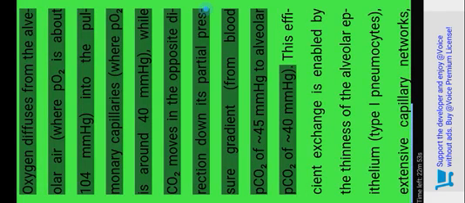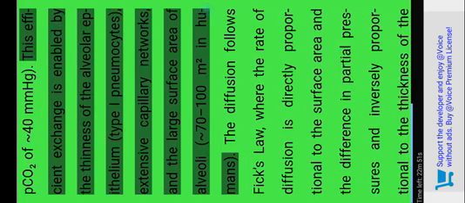Oxygen diffuses from the alveolar air, where PO₂ is about 104 millimeters of mercury, into the pulmonary capillaries, where PO₂ is around 40 millimeters of mercury, while CO₂ moves in the opposite direction down its partial pressure gradient, from blood PCO₂ of approximately 45 millimeters of mercury to alveolar PCO₂ of approximately 40 millimeters of mercury. This efficient exchange is enabled by the thinness of the alveolar epithelium, type 1 pneumocytes, extensive capillary networks, and the large surface area of alveoli, approximately 70 to 100 m² in humans.